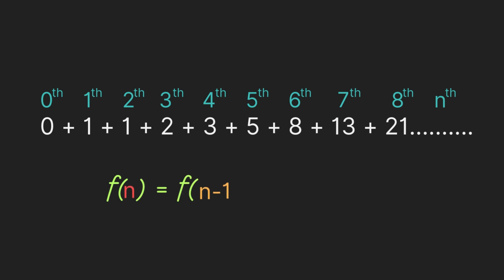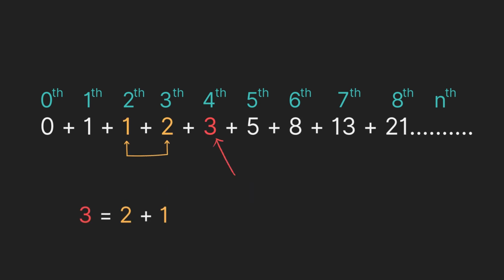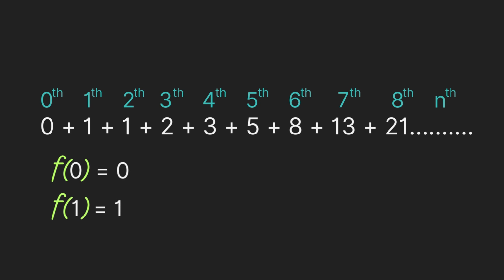The equation for the Fibonacci sequence is simple and elegant: fn equals fn-1 plus fn-2. This means that any Fibonacci number at index n is the sum of the two previous numbers in the sequence. With the base cases defined as f0 is equal to 0 and f1 is equal to 1, this equation forms the foundation for solving the problem.